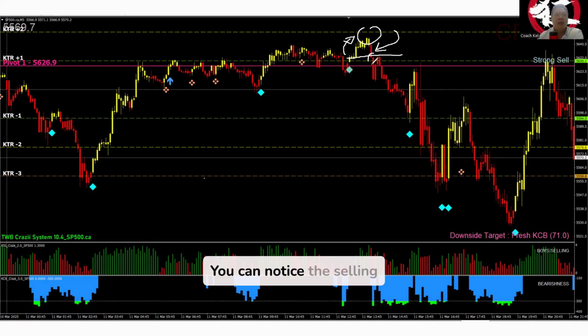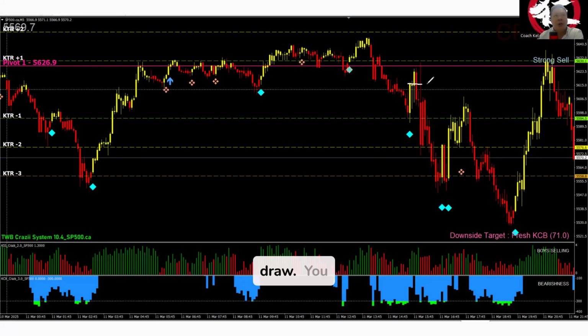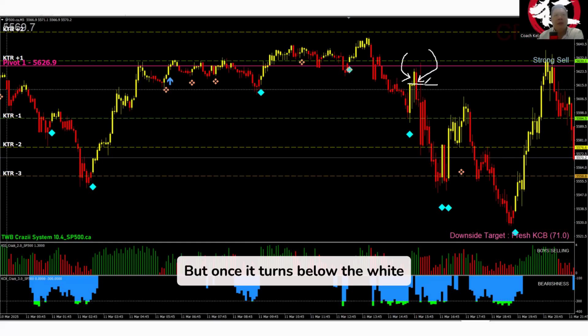But once you notice when the market comes down and breaks the white line with CCYR, you can notice the selling is going to be quite a fair bit, especially nowadays. So that's why with this diamond you must always do the ACDC, meaning when the diamond is there, you draw, you buy is okay, but once it turns below the white line, you just have to sell. Can you see that?